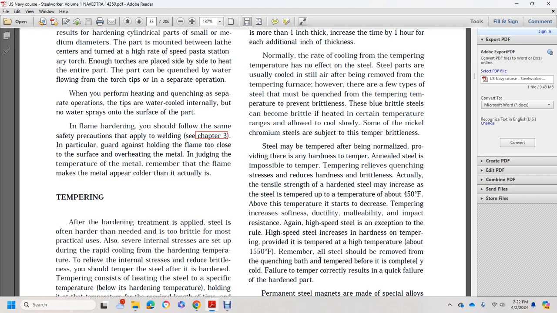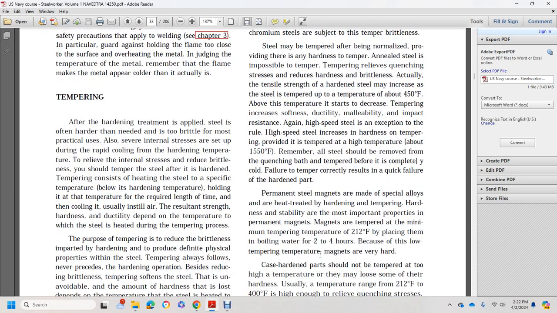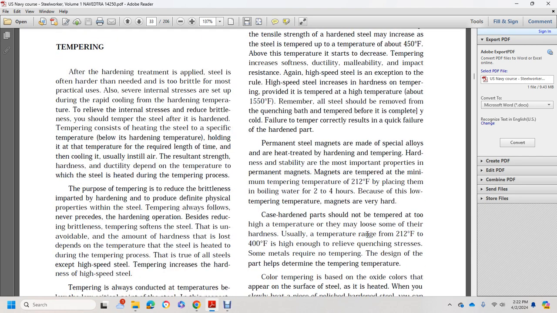So they temporarily correctly resolve the quick failure of the hardened part. Permanent steel magnets are made with a special alloy that is heated to treat with hardening and tempering, with hardness and stability being the most important properties of a permanent magnet. Magnets are tempered with a minimum temperature of 212 degrees Fahrenheit by placing them in boiling water for 2 to 4 hours. Because with a low tempering temperature, magnets are very hard.